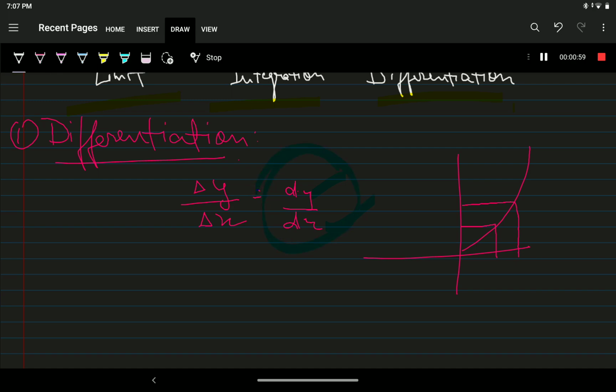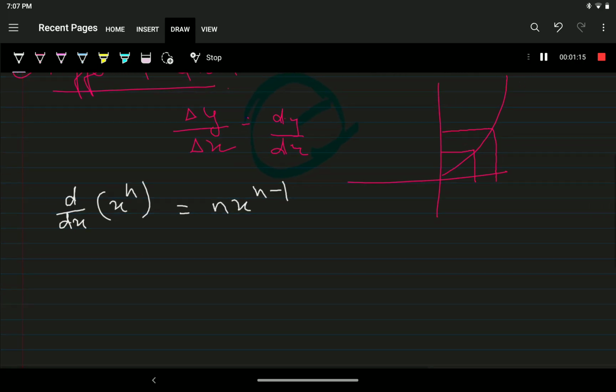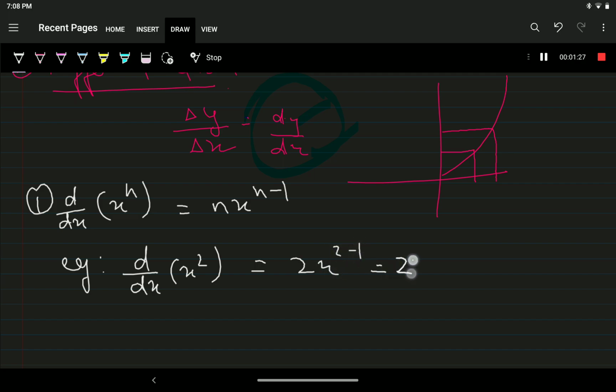Now, there are different formulas related to differentiation, which are important in physics. That is, d/dx of x to the power n is n x to the power n minus 1. The first one. Example: d/dx of x squared is 2x to the power 2 minus 1.